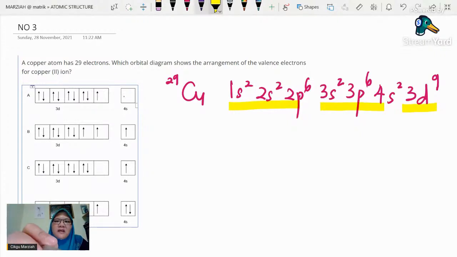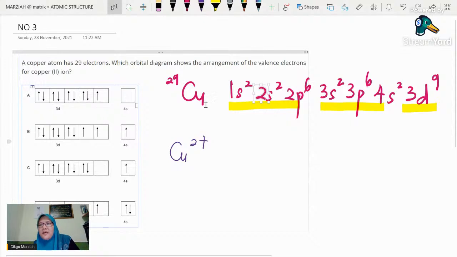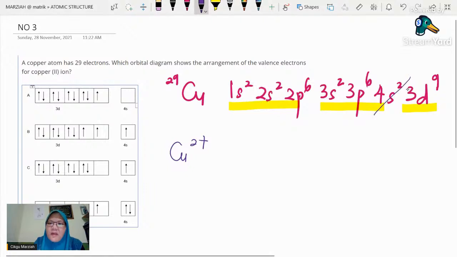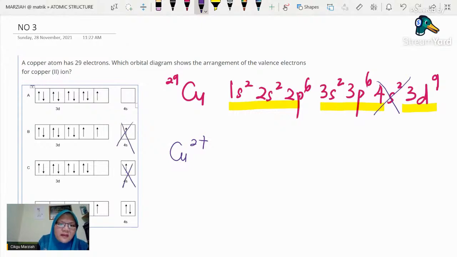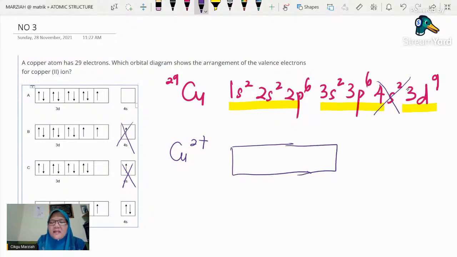When it becomes copper 2 plus, macam tadi masa dia kosong, energi 4s lebih rendah berbanding dengan 3d. Tapi bila dah diisi dengan elektron, 4s ni lebih tinggi. So we need to remove the electron from the 4s orbital first. So 4s kita dah jadi kosong. So yang ini tak boleh, ni tak boleh. Okay, now kita tengok. So dia tinggal 3d tu akan tinggal 9.